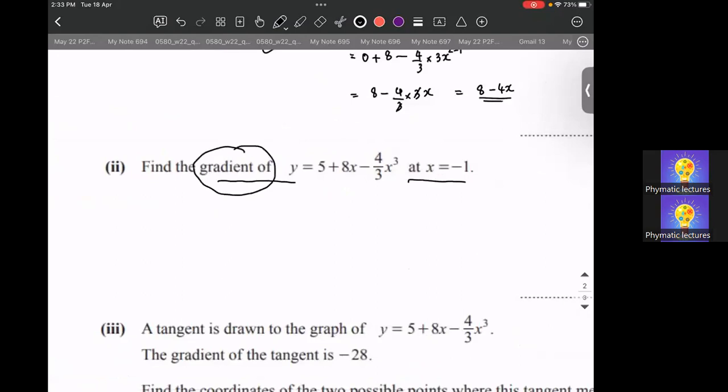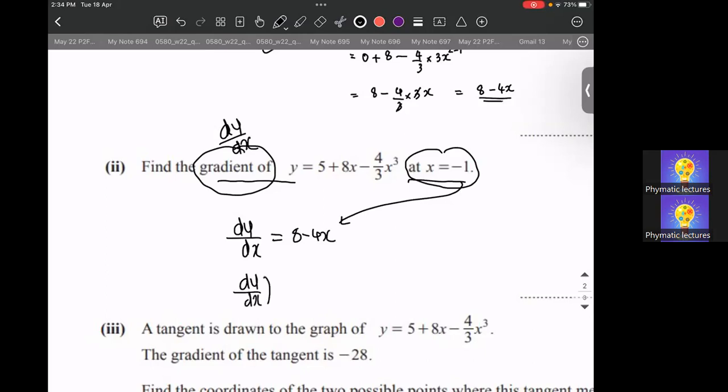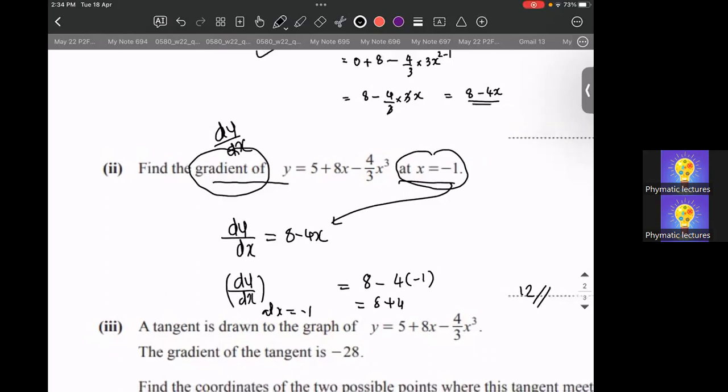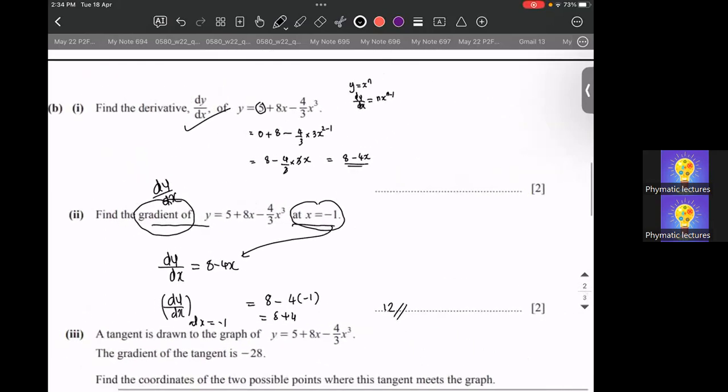Now, find the gradient at x is equal to -1. So what is the meaning of gradient? Gradient means it is actually dy by dx. So we already found the general equation of the gradient, that is dy by dx is equal to 8 minus 4x squared. So we need to find it specifically at x is equal to -1. So the gradient at x is equal to -1 means you replace every x with -1. So 8 minus 4 is 4. Wait, 8 plus 4, that is 12. So the gradient is 12. Clear? So that is about that part.